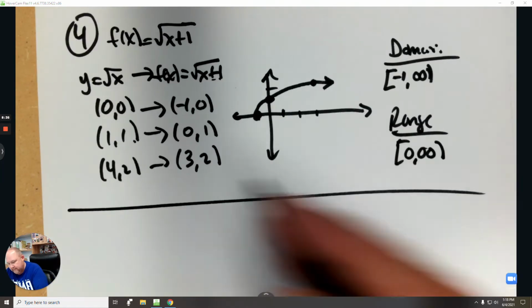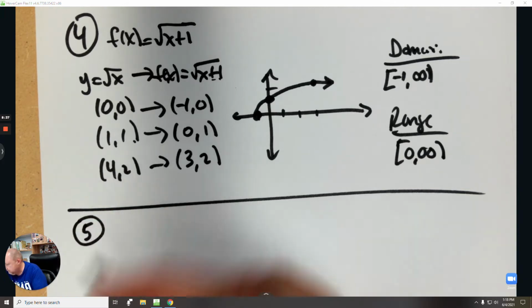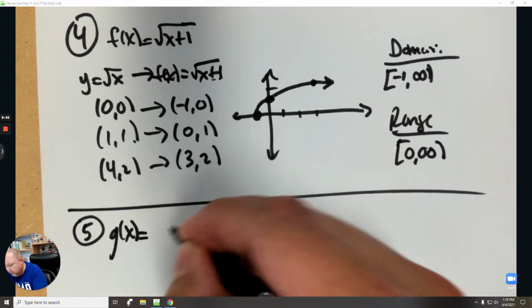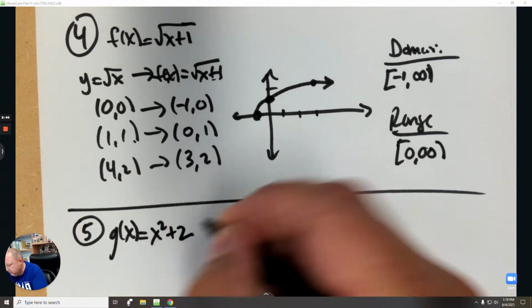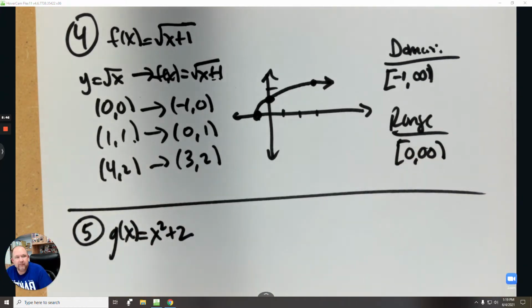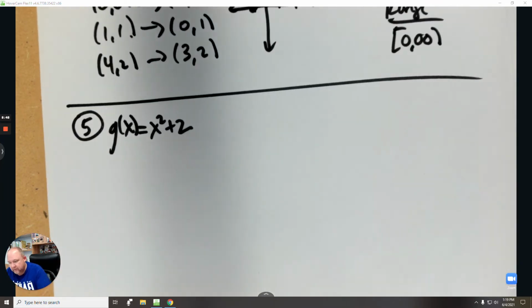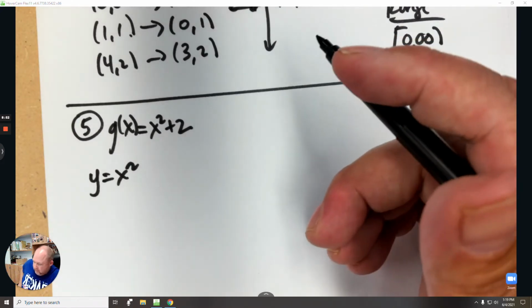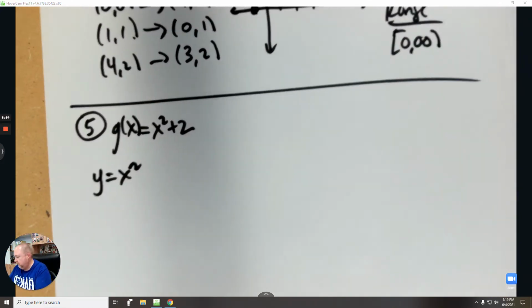Number 5. In number 5, we have g of x equals x squared plus 2. And I want to be able to graph that. So I want to understand the parent graph. So the parent graph is y equals x squared.